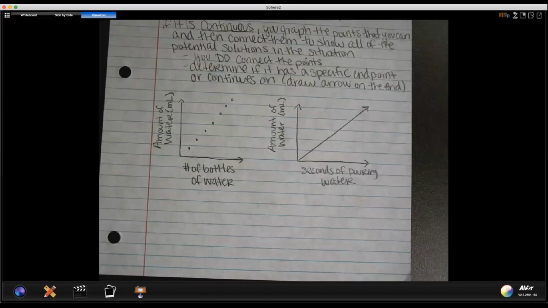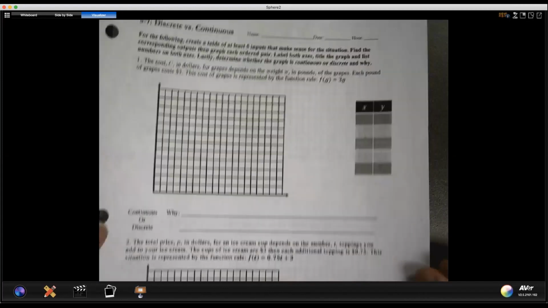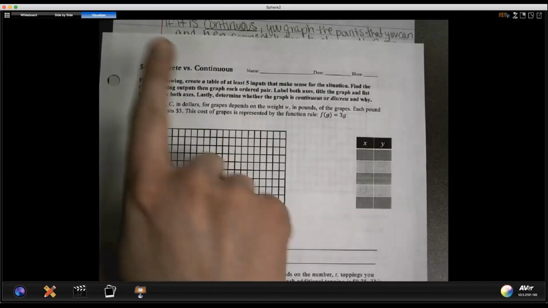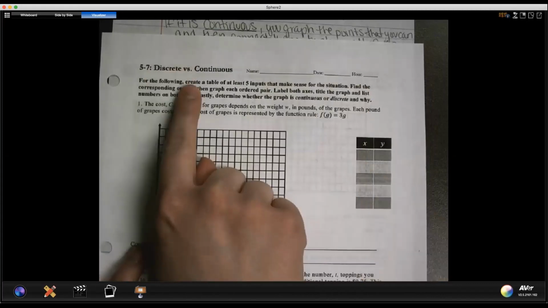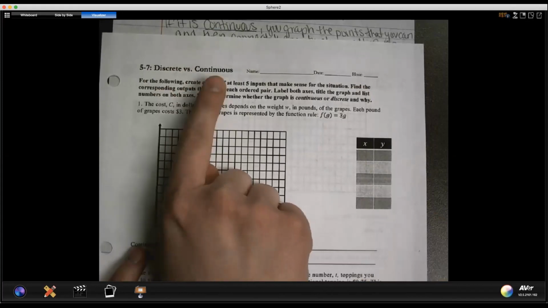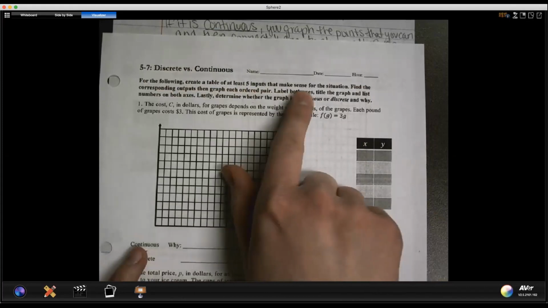All right, so on your assignment, you only have 4 problems. Now, with the 4 problems, you do have a handful of things to do. Not to say it's going to take you very long, but you do have things. So, looking at example number 1, in bold up here, eyes up here, heads up, please. This is your instructions, okay? Please follow them. So, first thing you're going to do, after reading the problem, is create a table of at least 5 inputs that make sense for the situation.